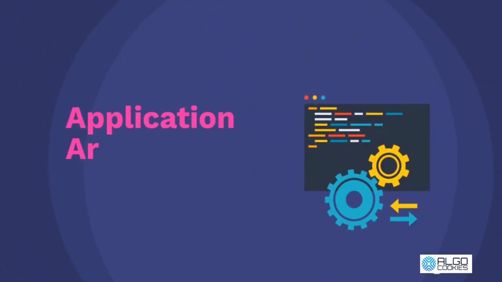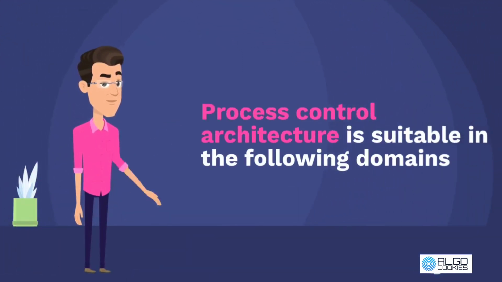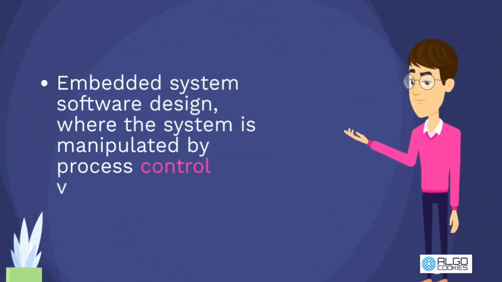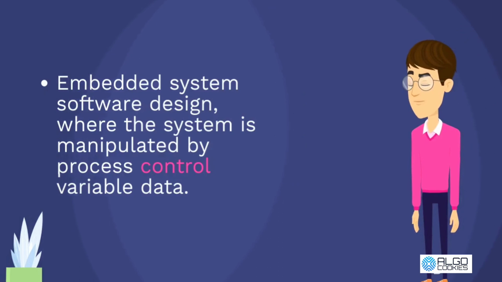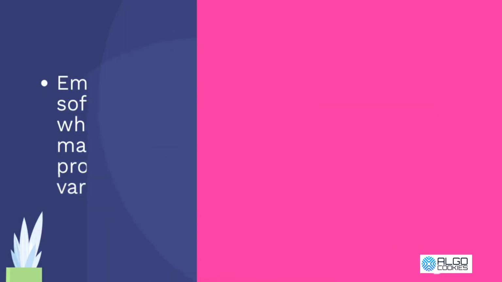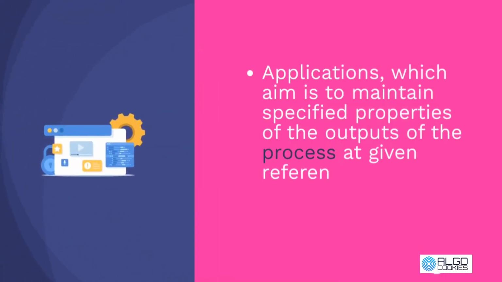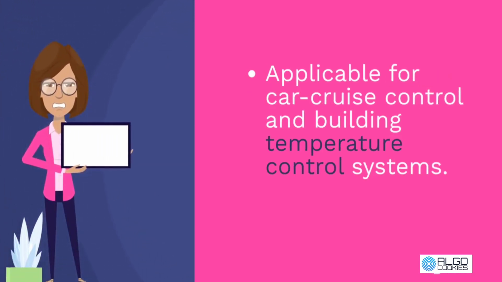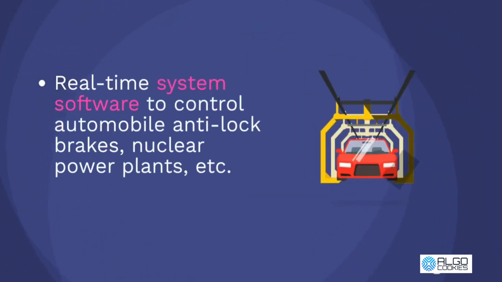Application areas. Process control architecture is suitable in the following domains: embedded system software design, where the system is manipulated by process control variable data. Applications which aim to maintain specified properties of the outputs of the process at given reference values. Applicable for car cruise control and building temperature control systems. Real-time system software to control automobile anti-lock brakes, nuclear power plants, etc.